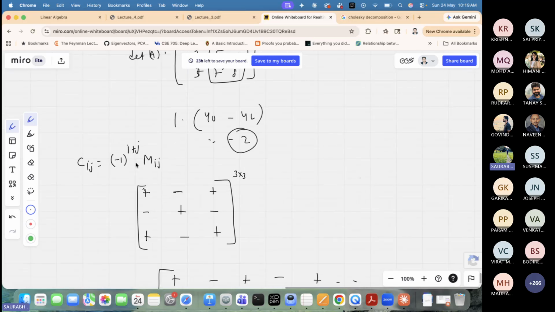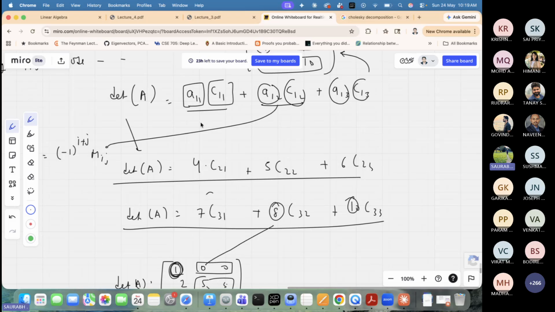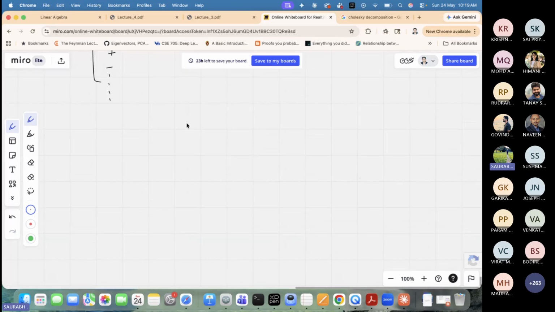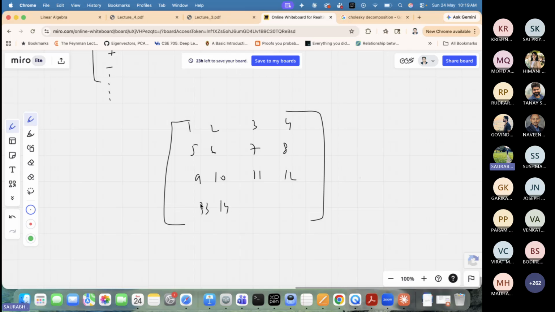So the formula is not limited to what you see here. It will keep expanding like this, whichever row you use. It's a recursive formula. Why do I say it's recursive? Let's say it's a 4 cross 4 matrix: 1, 2, 3, 4, 5, 6, 7, 8, 9, 10, 11, 12, 13, 14, 15, 16.